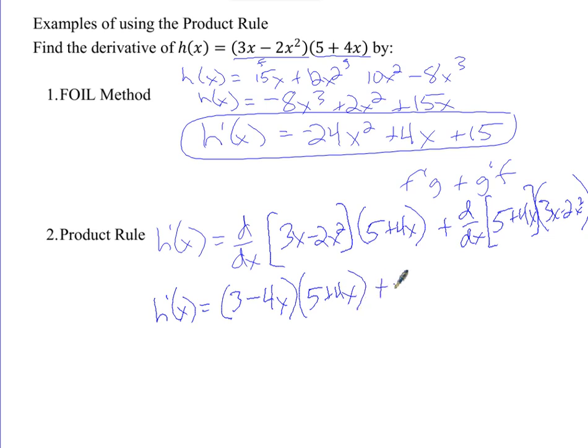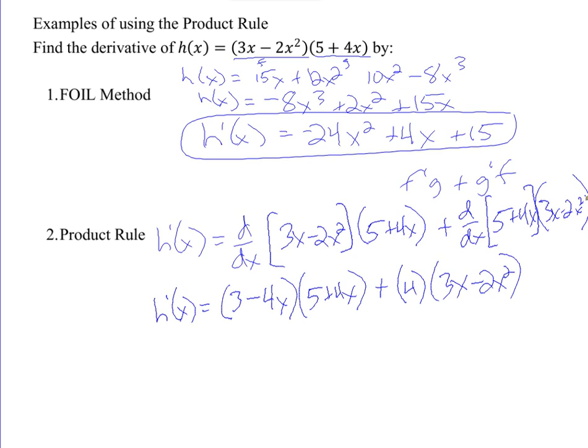Plus the derivative of this piece, which is just 4 times... Okay. Now it's really important that you understand that you're not taking the derivative of each piece, right? That's why I wrote in this notation. This we're taking the derivative of, this we're not. This we're taking the derivative of, this we're not. Okay? Got to pay attention.